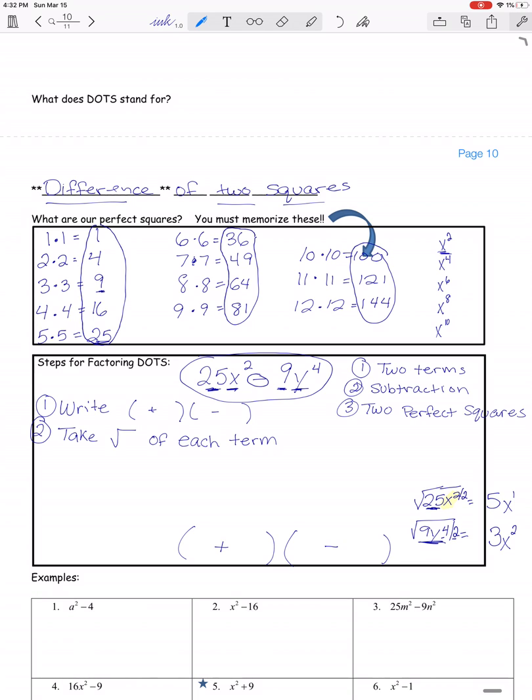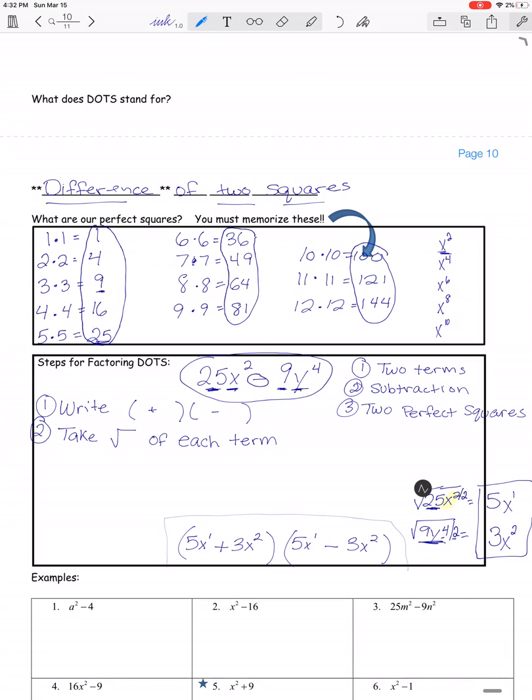So all I'm going to do is take these two terms that I just got, and put them in my parentheses. So 5x to the first, 3y to the second, 5x to the first, 3y to the second. And there you have it. That's your answer. So I don't think that is too bad.